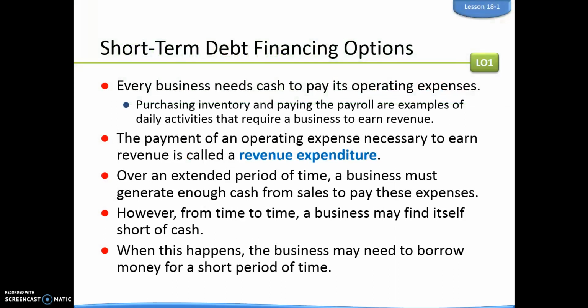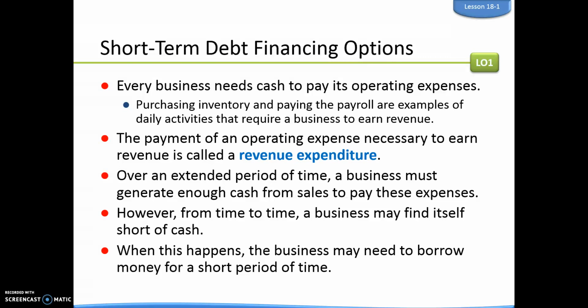So first off, we should know by now that every business needs cash to pay its operating expenses. And remember that operating expenses are just the expenses that take place in order to run our business. Things like purchasing inventory or paying for payroll are all examples of daily activities that require a business to earn revenue. So the payment of an operating expense necessary to earn revenue we call a revenue expenditure. Okay. And over an extended period of time, a business is going to have to generate enough cash from sales to have to pay these expenses.